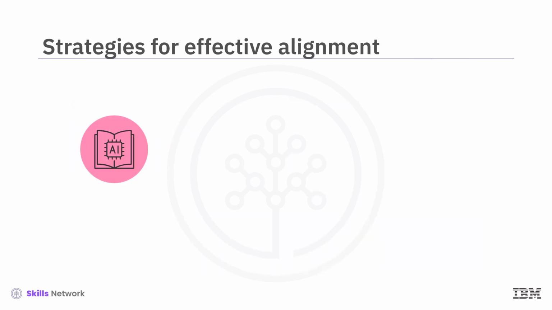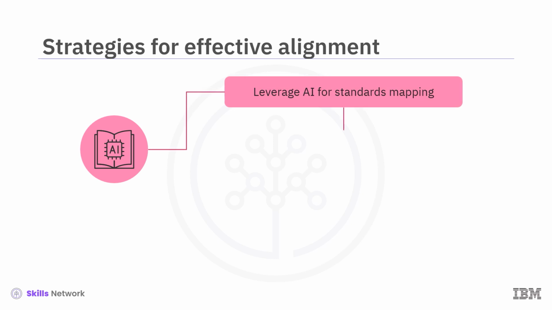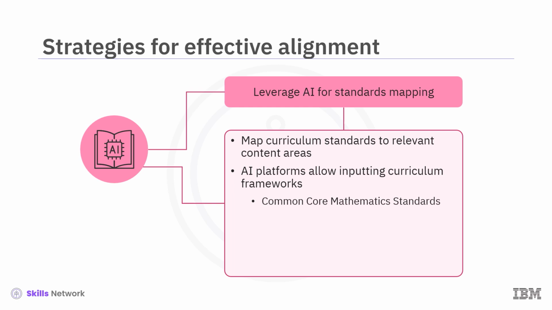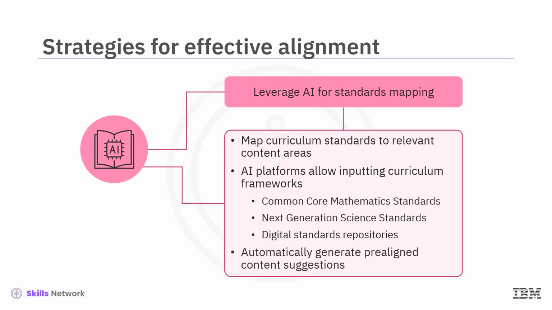The next strategy is to leverage AI for standards mapping. You can use AI tools to map your curriculum standards to relevant content areas. Some advanced AI platforms allow you to input curriculum frameworks, such as Common Core mathematics standards or Next Generation Science Standards, or even link to digital standards repositories. This can help you automatically generate content suggestions that are pre-aligned with the standards you need to cover.